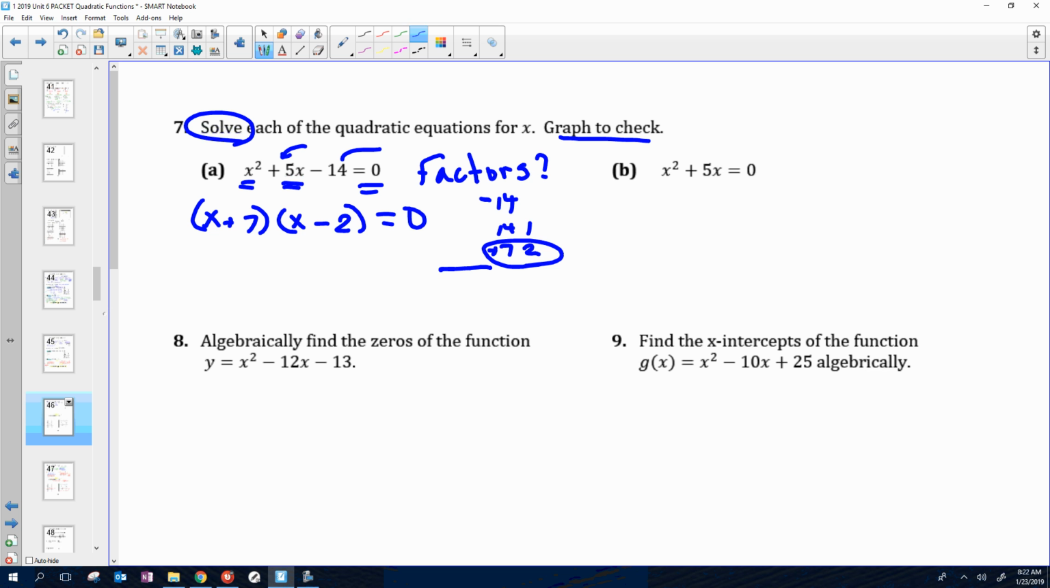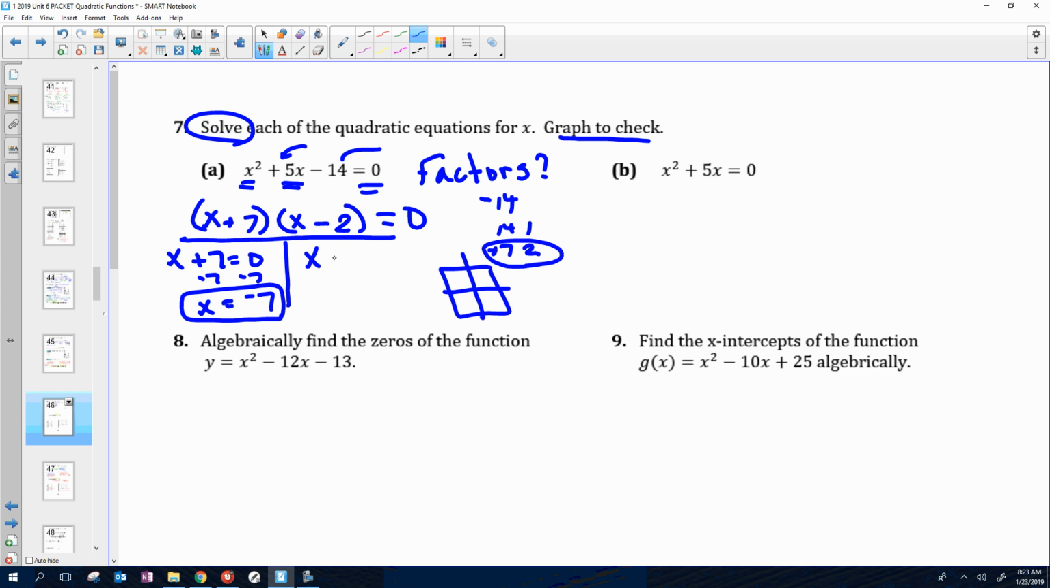Now you could certainly play around with the box method to try to figure those out. I'm just going to show you how to finish this and then look at a graph. Set each of these factors equal to 0, subtract 7, x equals negative 7. X minus 2 equals 0, x equals 2 when I add the 2 to the other side. So let's take a look at that graph. X squared plus 5x minus 14.